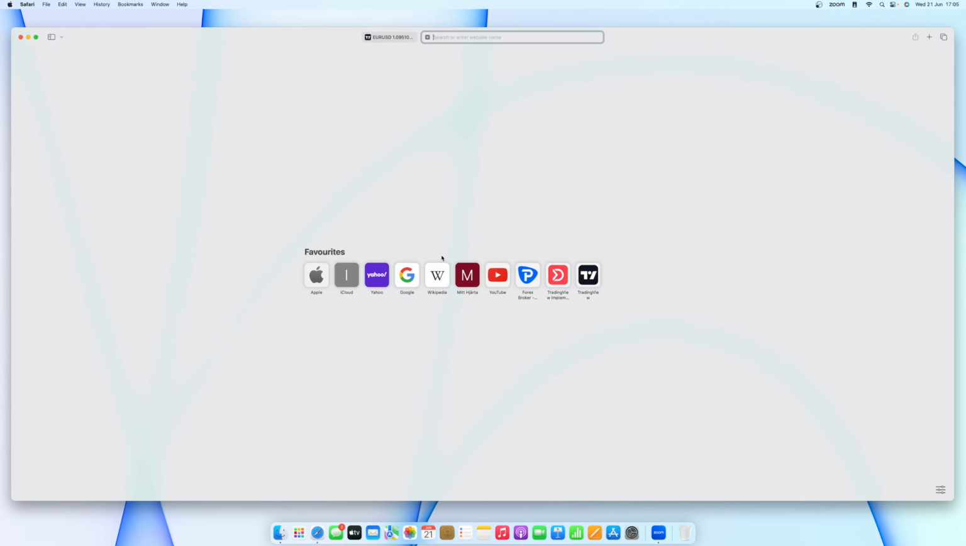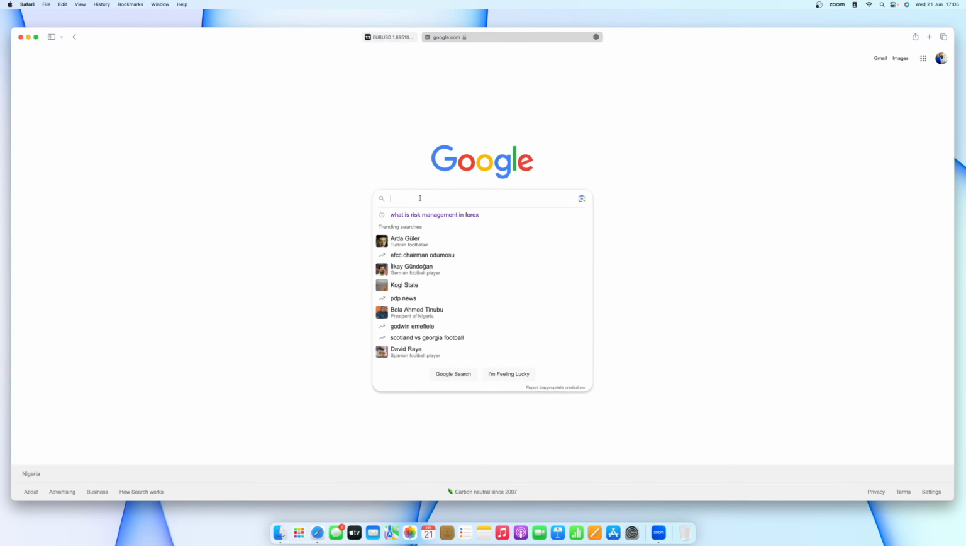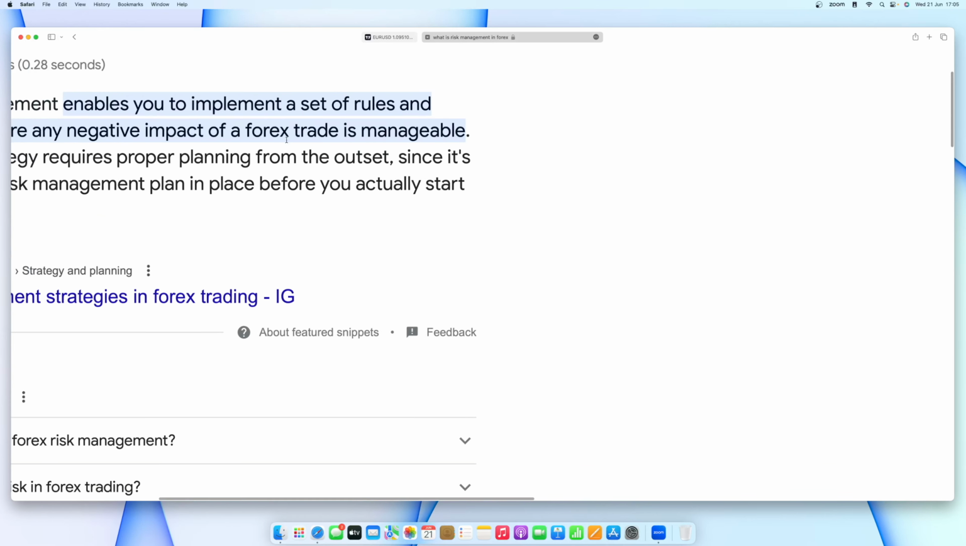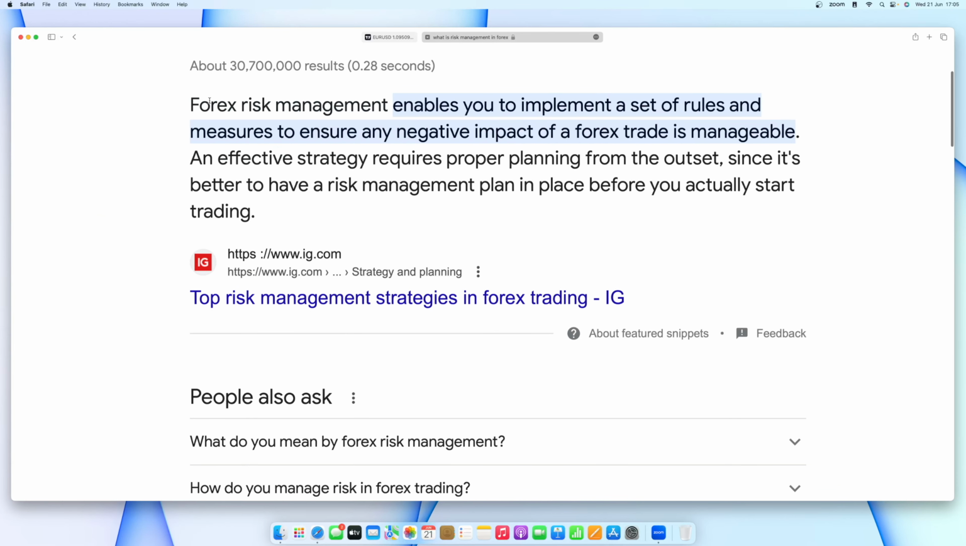So quickly, let's head over to Google. I've already done the search, what is risk management in Forex? And I can just zoom this and show you, it says Forex risk management enables you to implement a set of rules and measures to ensure any negative impact of a Forex trade is manageable. Okay, an effective strategy requires proper planning from the onset, since it's better to have a risk management plan in place before you actually start trading.